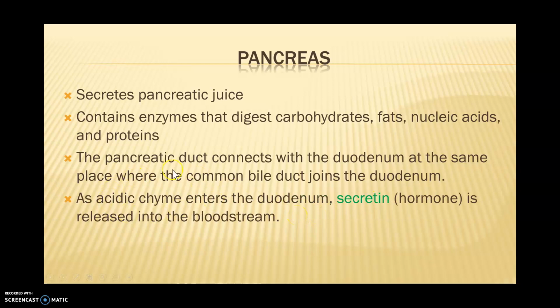But as that acidic chyme enters the duodenum, remember it's going to be very acidic because of all of our stomach acid. We see secretin, a hormone, being released into the bloodstream, and that hormone is going to help neutralize that acidity so it doesn't damage our small intestine or large intestine.